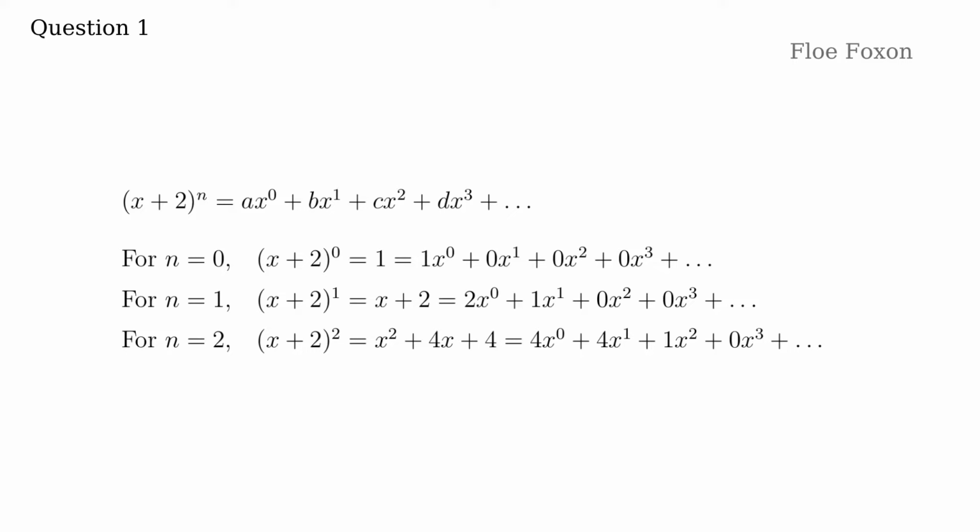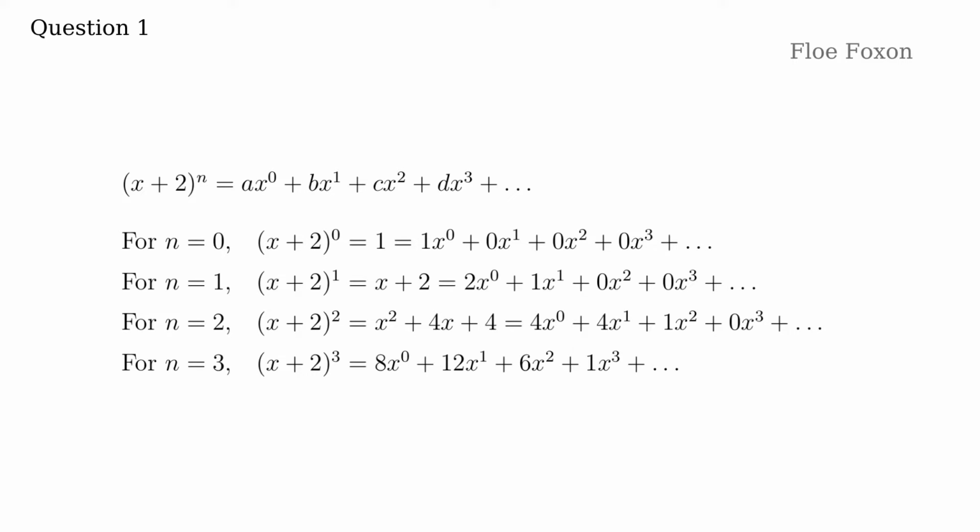For n equals 3, we have (x + 2)^3 is 8 times x to the 0, plus 12 times x to the 1, plus 6 times x squared, plus 1 times x cubed, and so on. What this tells us is that a three-dimensional cube has 8 vertices, 12 edges, 6 faces, and 1 solid. Hopefully by now you understand the process. Now we're going to get into the fourth dimension and even higher dimensional geometry.